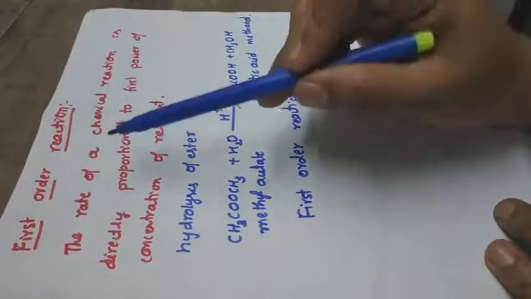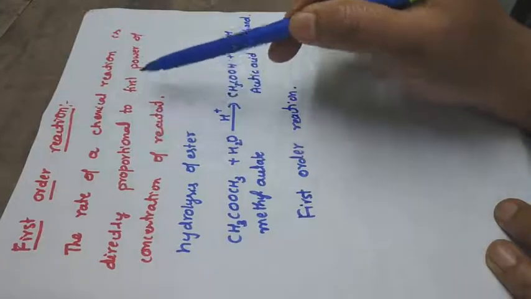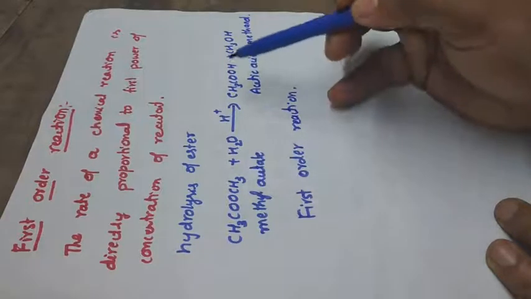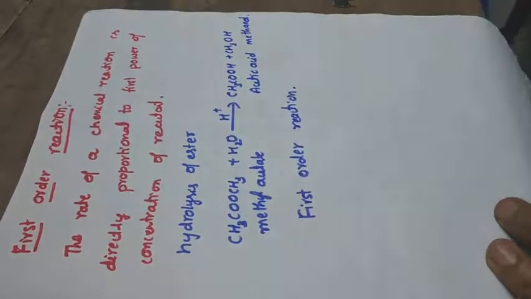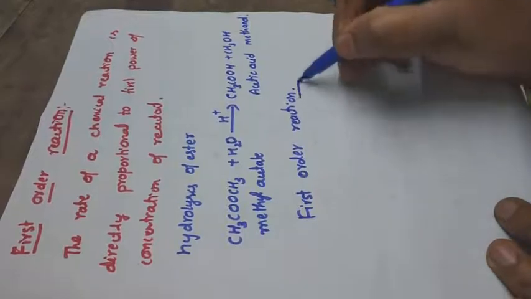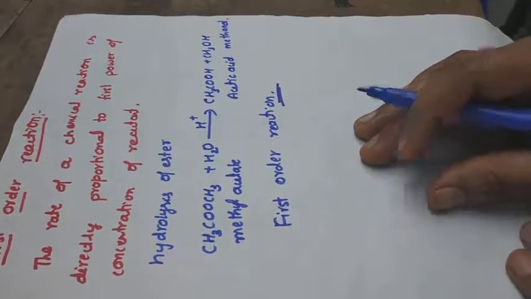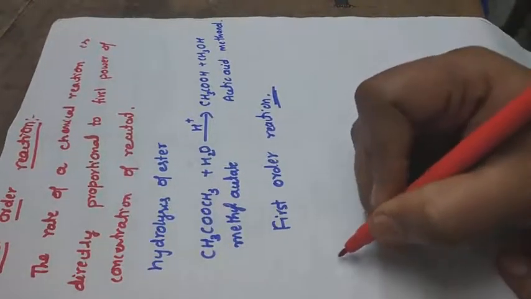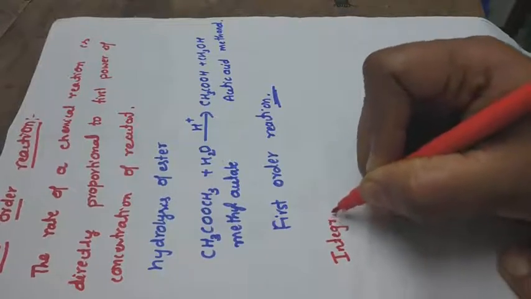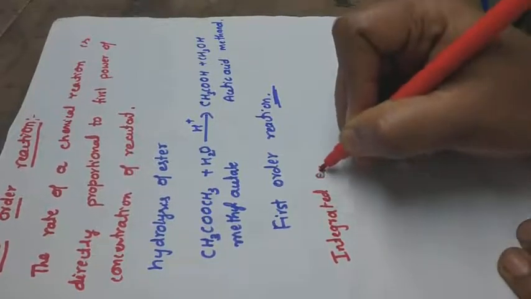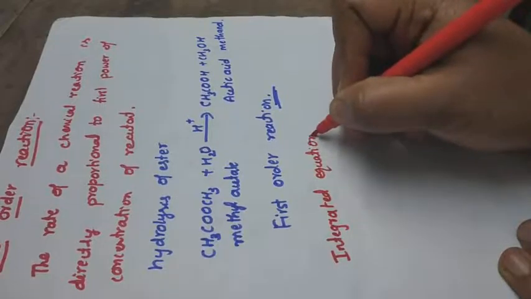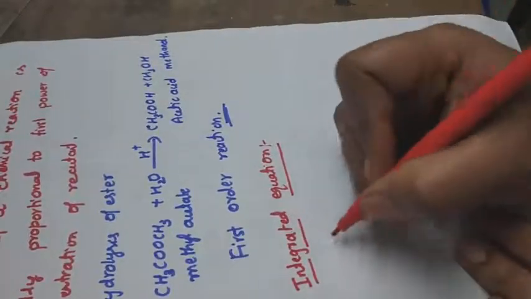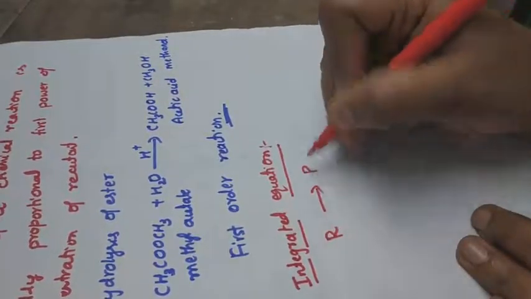So we defined it as: the rate of a chemical reaction is directly proportional to the first power of the concentration of reactant. Okay, so here the product formed depends on the concentration of methyl acetate. So this is one of the examples of a first order reaction. So let us now study the integrated equation. So let us consider a hypothetical equation.